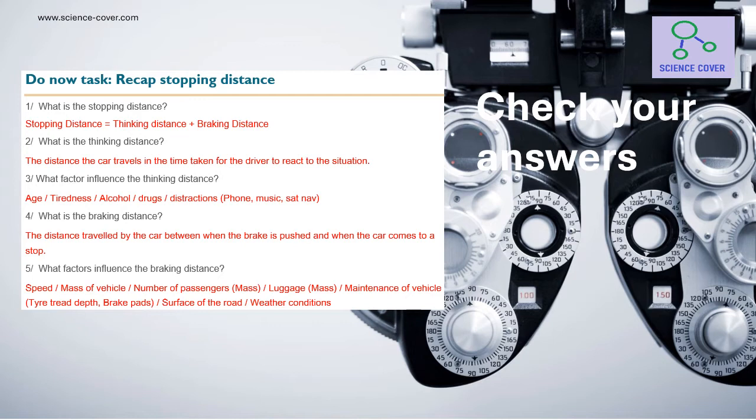What factors influence the braking distance? This could be the speed of the vehicle, the mass of the vehicle, the number of passengers or the luggage, the maintenance of the vehicle, so that could be the tyre tread depth or the brake pads, the surface of the road, or the weather conditions.